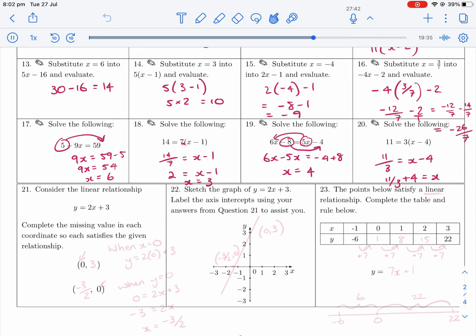All right, with question 21, you're looking for when x is 0. So sub that in, y equals 2 lots of 0 plus 3, must just be 3. When y is 0, 0 equals 2x plus 3, minus 3 equals 2x.